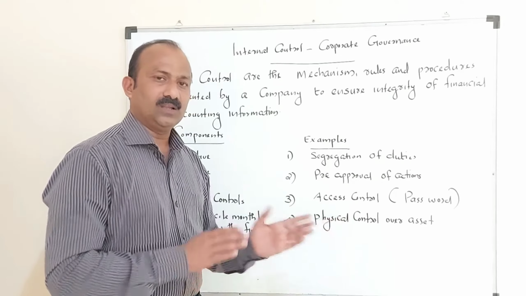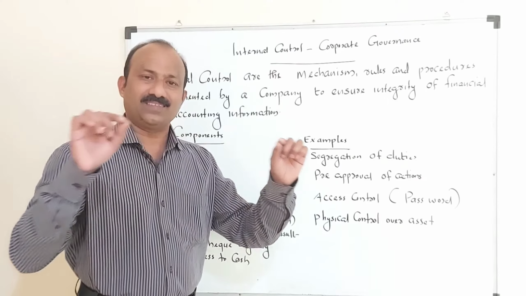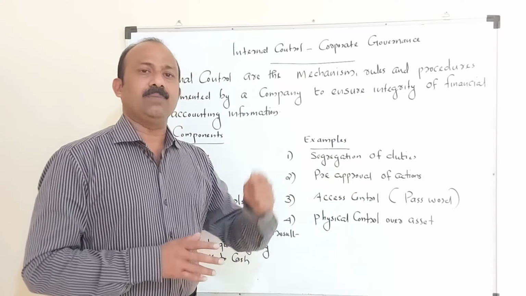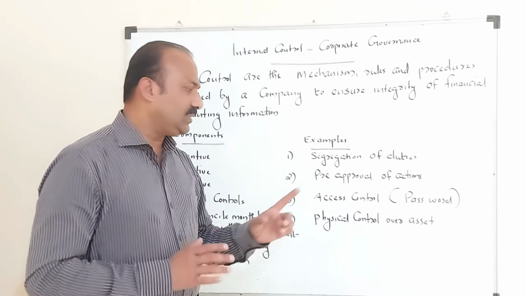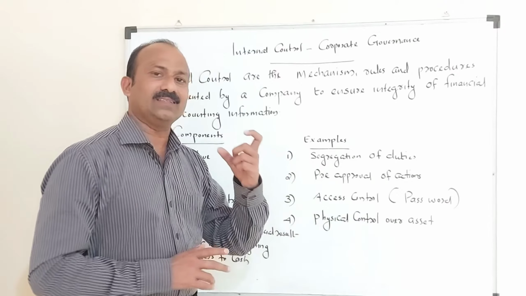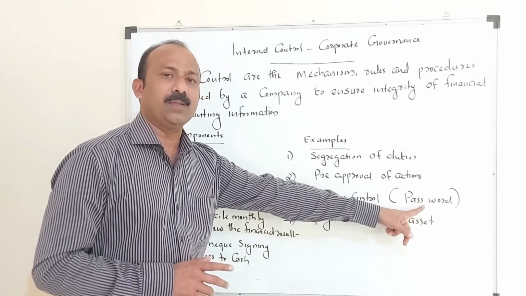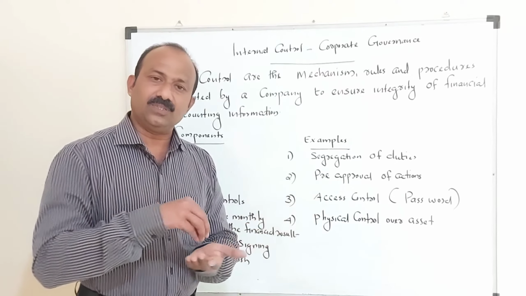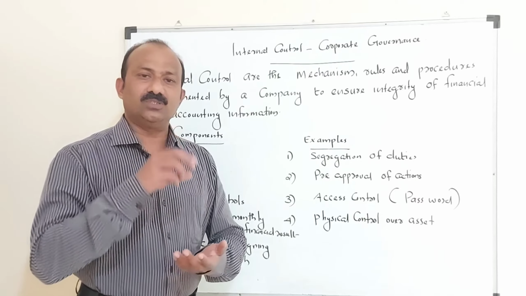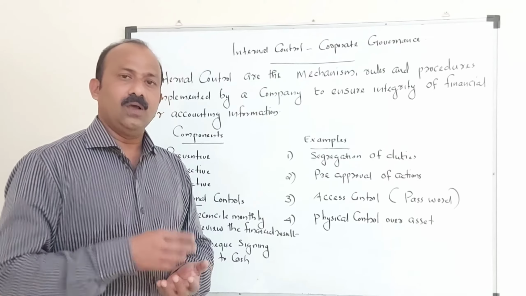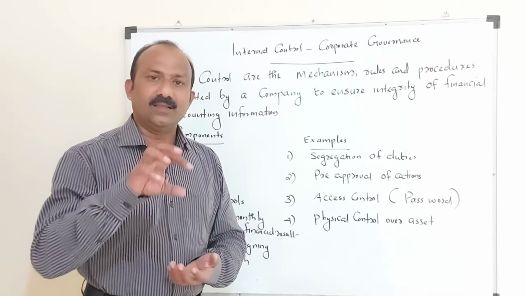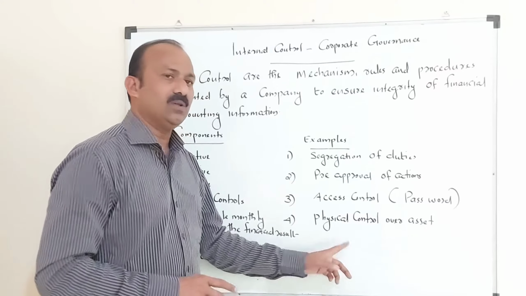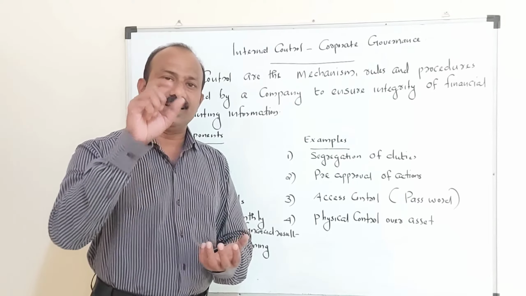Access control. Different people have different types of access. Some people have GL access. Some people have cash flow access. Some people have fixed asset access. So there should be a controlling system, access control, that should be protected by passwords. And physical control over the assets. We know that assets are the most important resources of the organizations. All the companies are earning their income by proper utilization of their assets. So we have control of all these assets of the organization.